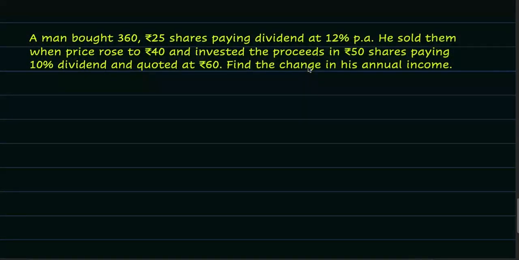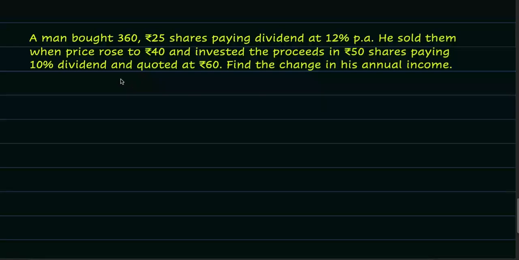Example 15 from the textbook. Change in income. A man bought 360 25 rupees shares paying dividend at 12% per annum. He sold them when price rose to 40 rupees and invested the proceeds in 50 rupees shares paying 10% dividend, and quoted at 60 rupees. Find the change in his annual income.